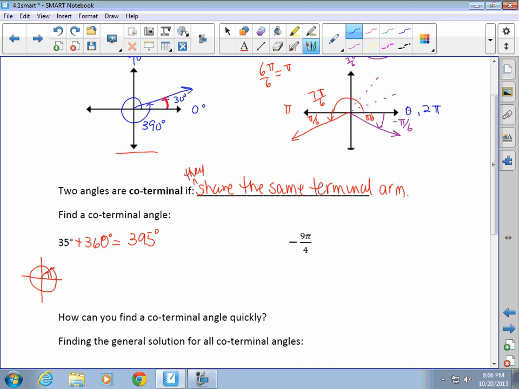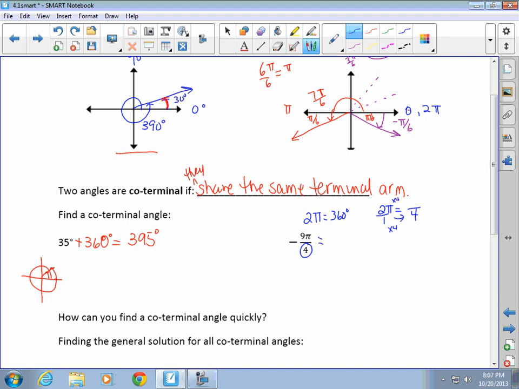So to find an angle that is coterminal with negative 9 pi over 4, you have to remember again that 2 pi is the same as 360 degrees. So what I want to do is convert this so that I have a denominator of 4. So 2 pi is equal to what over 4? Well, in order to convert that, this is like saying 2 pi over 1, so I'd have to multiply by 4 on the top and the bottom.